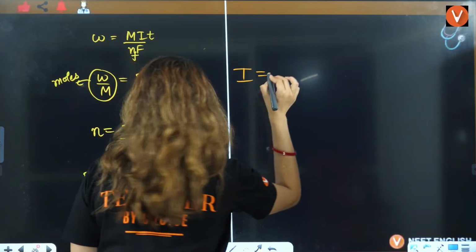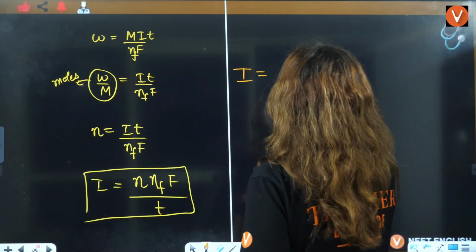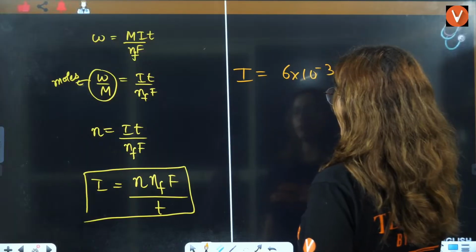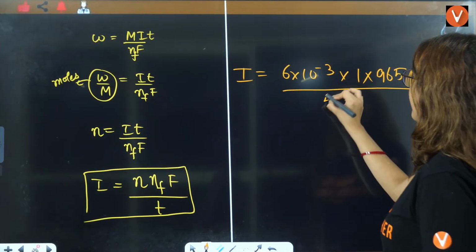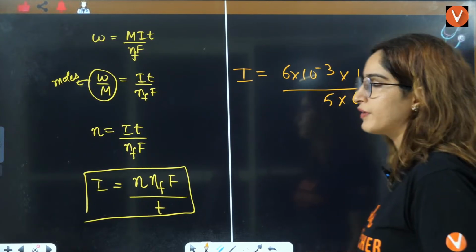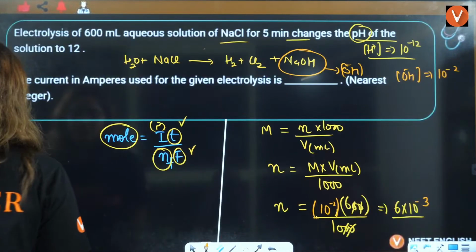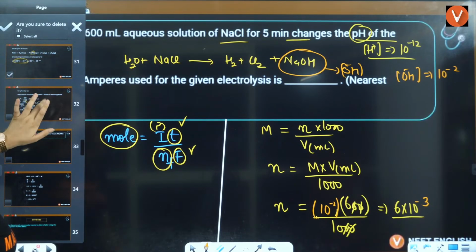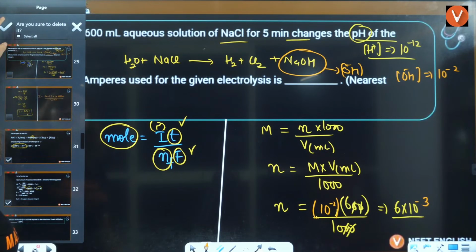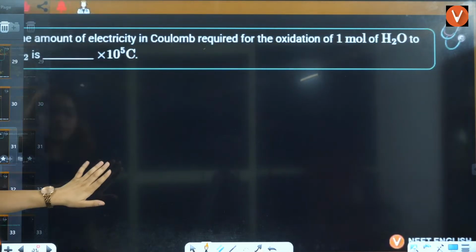Current is equal to 6 into 10 raised to power minus 3 into 1 into 96500 divided by 5 into 60, because they have given you 5 minutes. Okay. Yes, students, do let me know if that is clear to all of you or not.